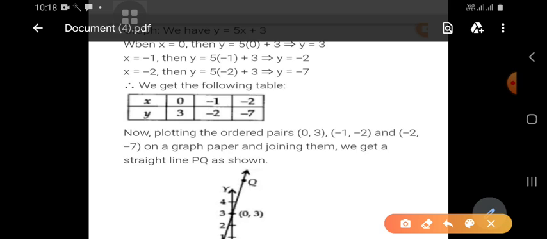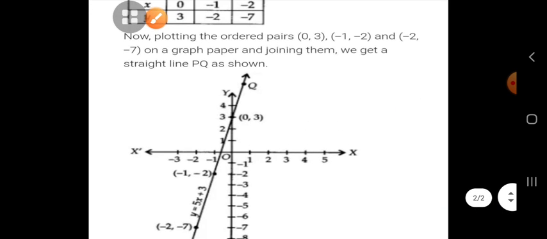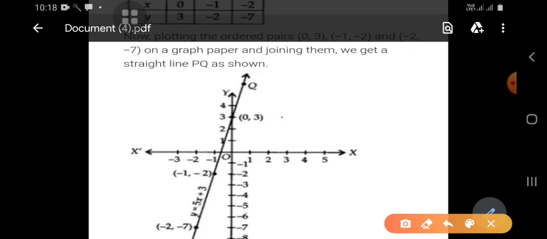Now plotting the ordered pair 0, 3, that means the coordinate 0, 3, this is the first one, minus 1, minus 2 second coordinate, and minus 2, minus 7, that is third coordinate. Just we plot it. Look at here, 0, 3, here x coordinate is 0, y coordinate is 3. Next one is minus 1, minus 2, x coordinate minus 1 and y coordinate minus 2. This point is here, and the third coordinate, that is x is equal to minus 2 and y is equal to minus 7, that is here.